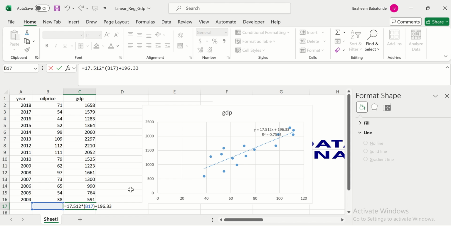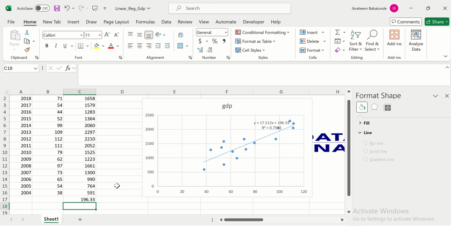You will see what happens now. If this oil price is 0, you can see that I got that 196.33. Now let's assume that the oil price is now 77 US dollars. If it is 77 US dollars, you can put it like this. You can see that our GDP is 1,544.